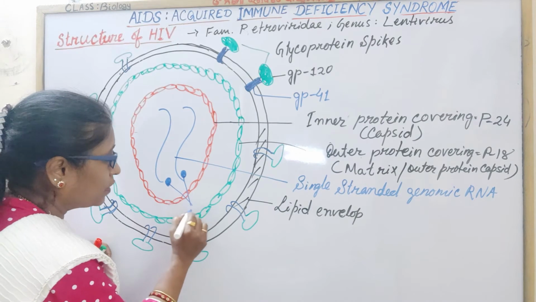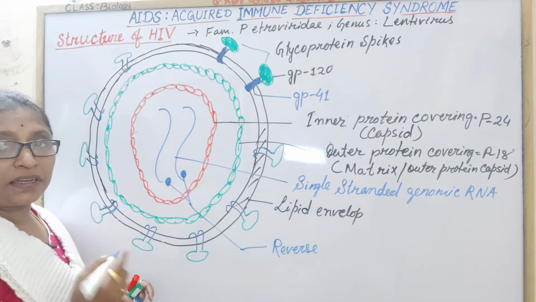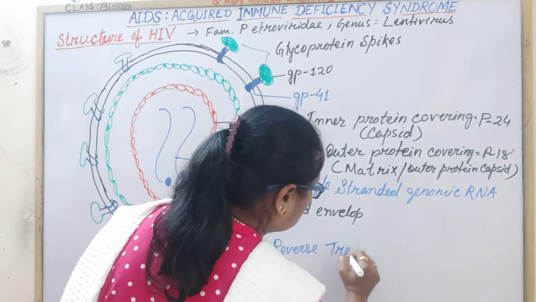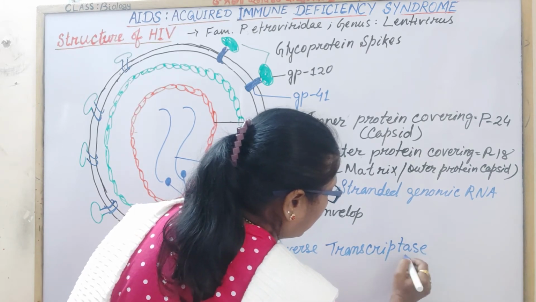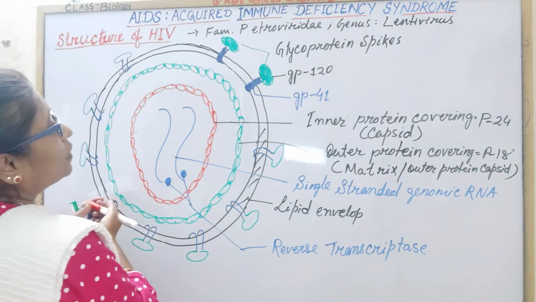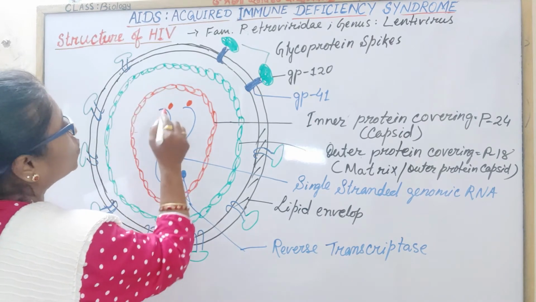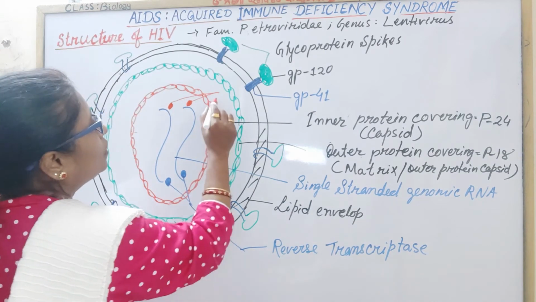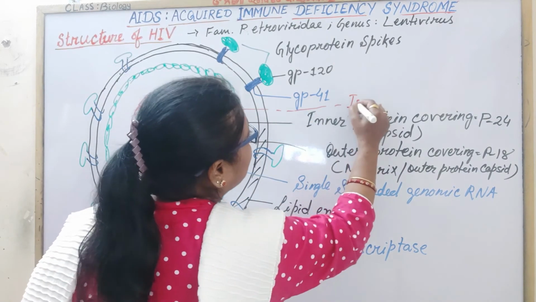These two are reverse transcriptase. It helps in reverse transcription in the host body. Reverse transcriptase. The suffix -ase is added, meaning you can understand it is an enzyme. And the other one is the integrase. I am labeling this side only. These are integrase. It cleaves the genetic material.